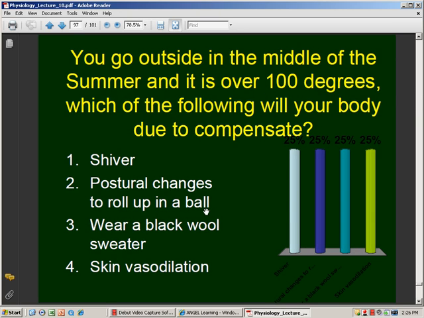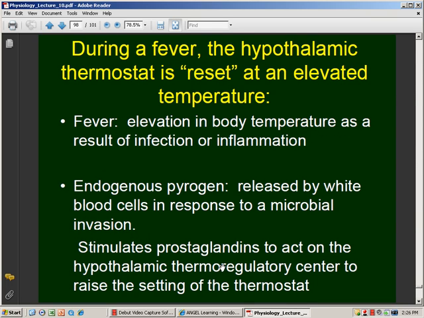All right, so here's a question. If you go outside in the middle of the summer and it's over 100 degrees, which of the following are you going to do? Are you going to start shivering? No, because that's going to increase heat production. Are you going to curl up in a ball? Nope. You're going to sprawl out. Are you going to wear black wool sweaters? Nope. So even your brain knows that when you're not thinking. And number 4, skin vasodilation. It's got to be that. It opens it up, acts like a radiator, and cools your body.